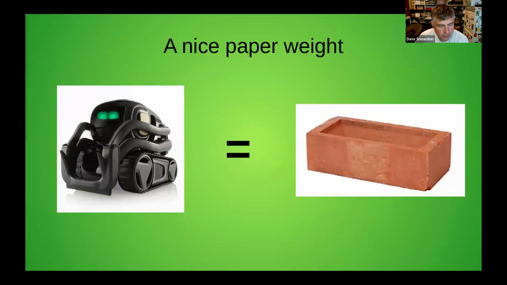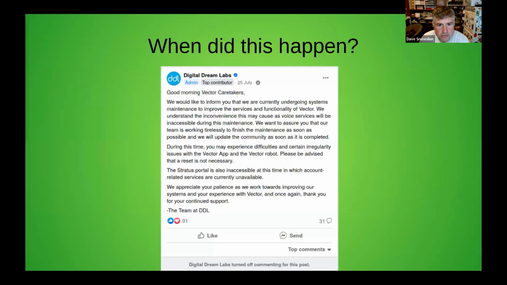So basically, when I first got my Vector, it was about as useful as a brick, and it resembled a brick because that's about all it did. It would turn on, tell me to open the app, and then sit there and do nothing. And you can see that this may have been somewhat self-inflicted on the part of Digital Dream Labs, because on the 25th of July, about a week or so before my Vector actually arrived, they announced they're doing some maintenance. And since then, there's been no Vector cloud experience.